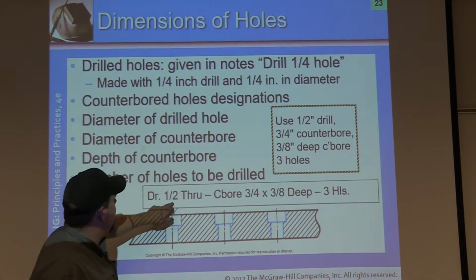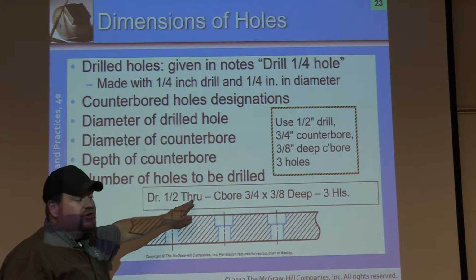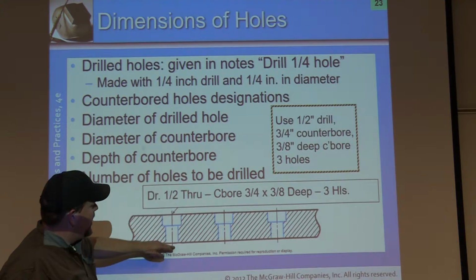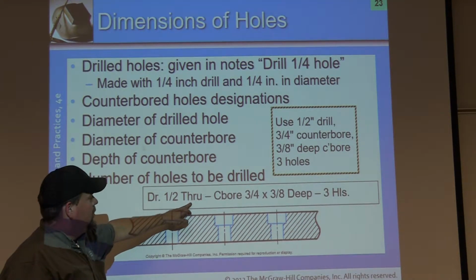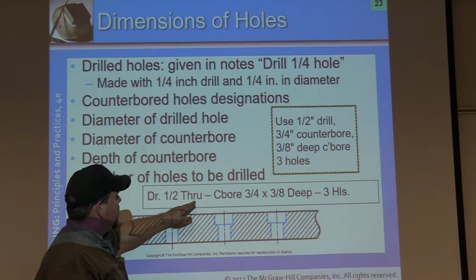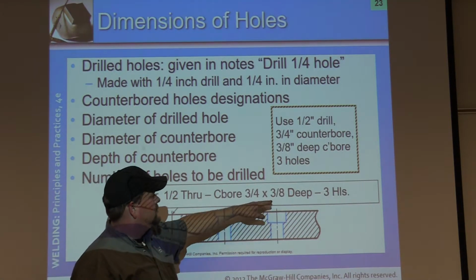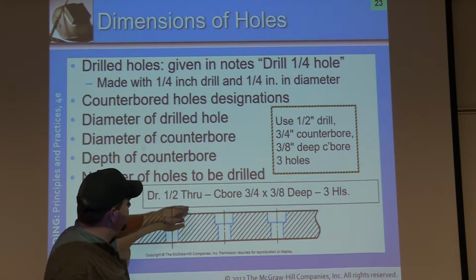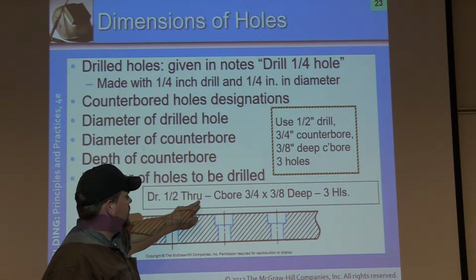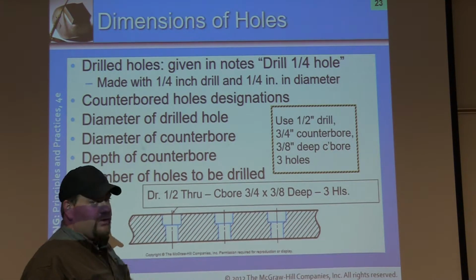Okay, drill 1/2 inch through. This is very typical, so that means the entire hole is going to be a 1/2 inch all the way through. If it does not say through, it may tell you 1/2 inch by 7/8 deep or 3/8 deep, whatever. If you see the word through, that means it goes entirely through the plate.